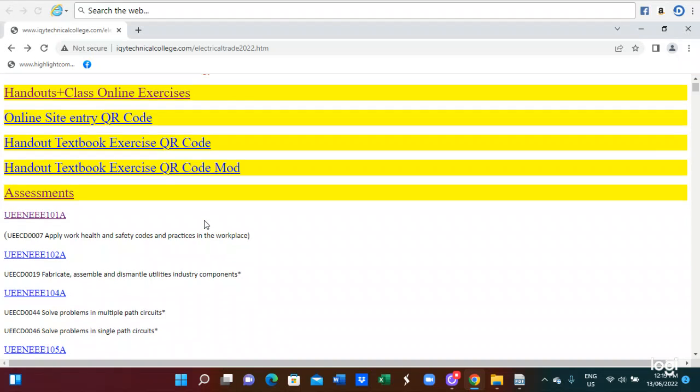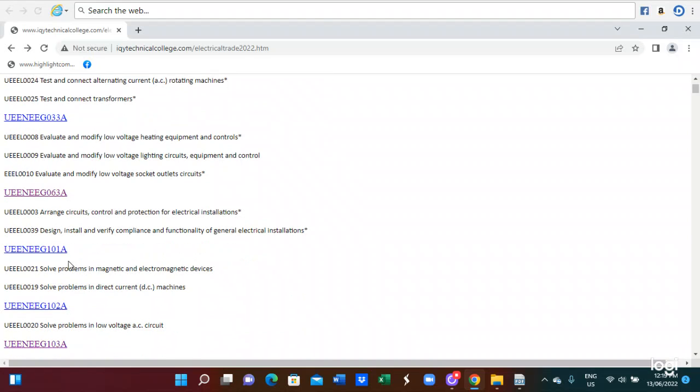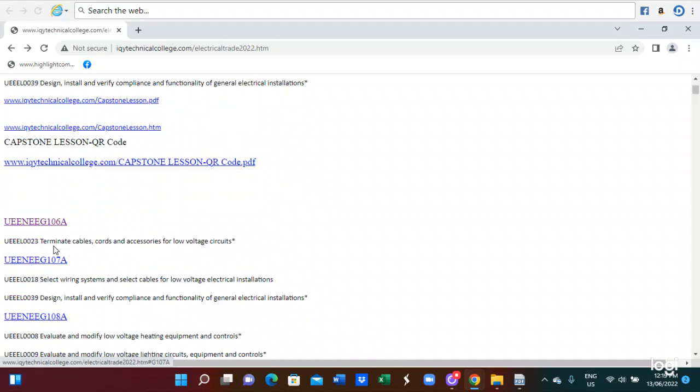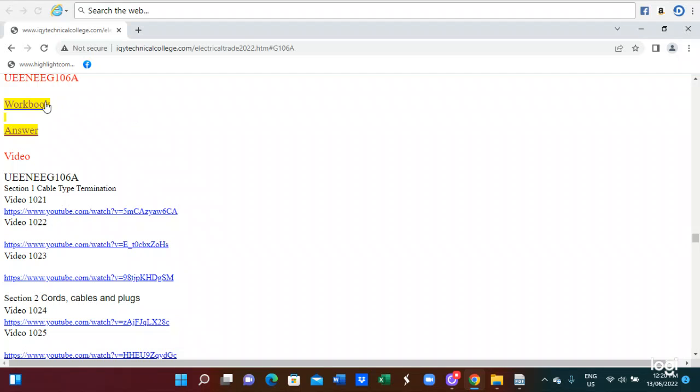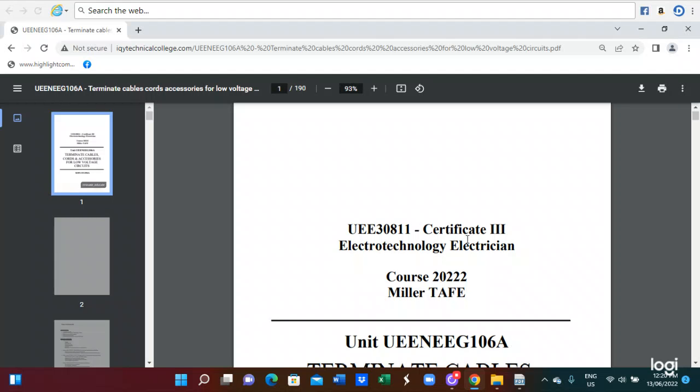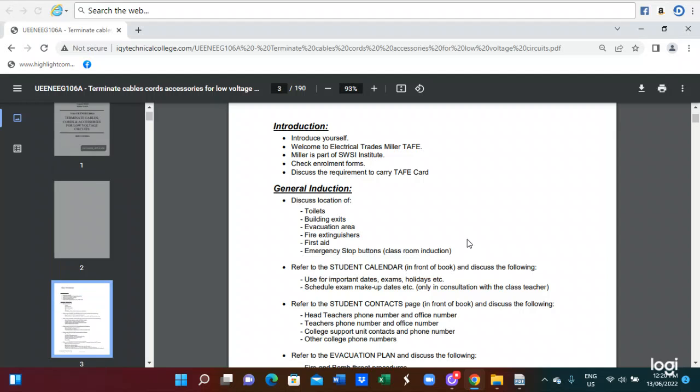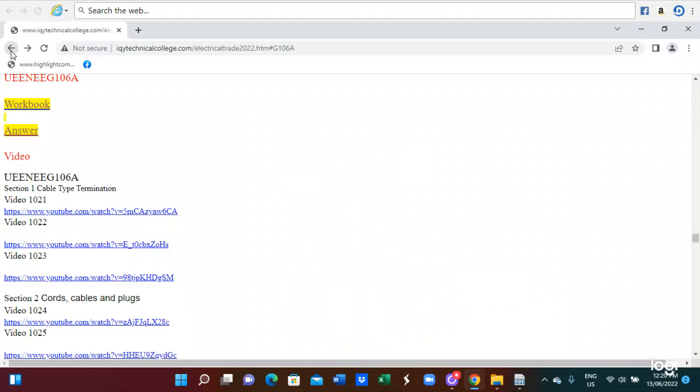Therefore, by using this book, each G1 unit also has an equivalent unit and codes. So these codes, we click this one. Here is the workbook. You read through the workbook. The workbook is a lesson. You also read the workbook, and here is the workbook answer, which you read as the answer for the workbook.